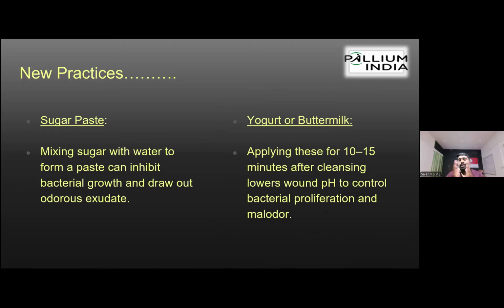During this period, because of the presence of yogurt, buttermilk or curd, the pH level will vary. Because of the unstable pH level, bacteria can't proliferate, grow or multiply. Because of that, we can control the foul smell. That practice is also done in some places.